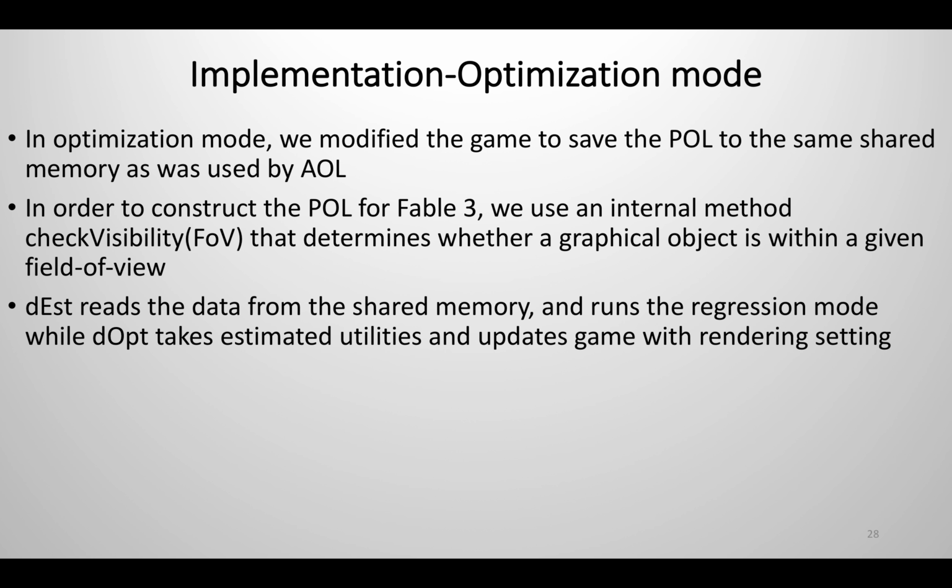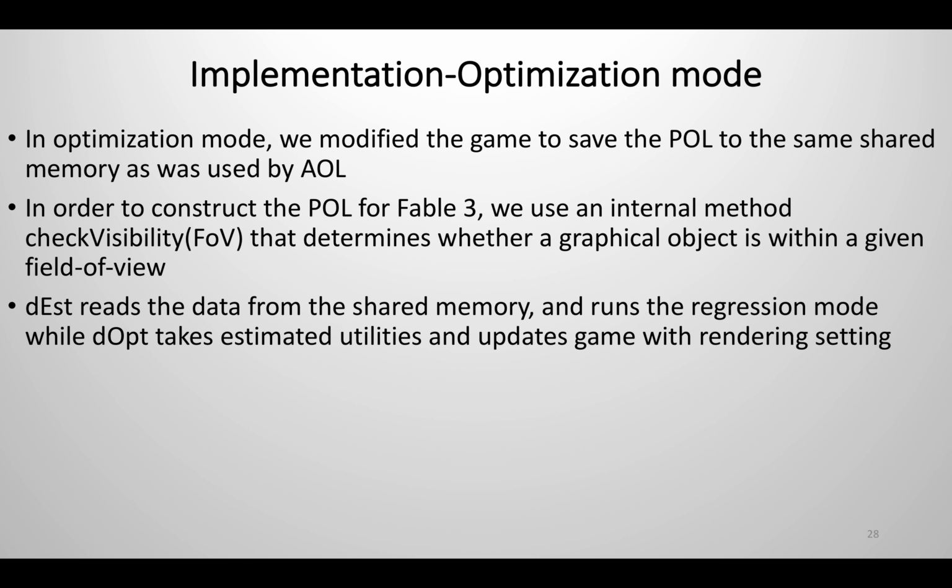Optimization mode. Optimization mode is used to modify the game to save the potential object list to the same shared memory as used by the active object list. By mapping costs to graphical objects, we can estimate the cost of a novel scene based on the graphical object types it contains. In order to construct the potential object list for Fable 3, we use an internal method, check visibility, that determines whether a graphical object is within a given field of view. If the object is not within the field of view, we would not consider it, we would not put it in the potential object list.